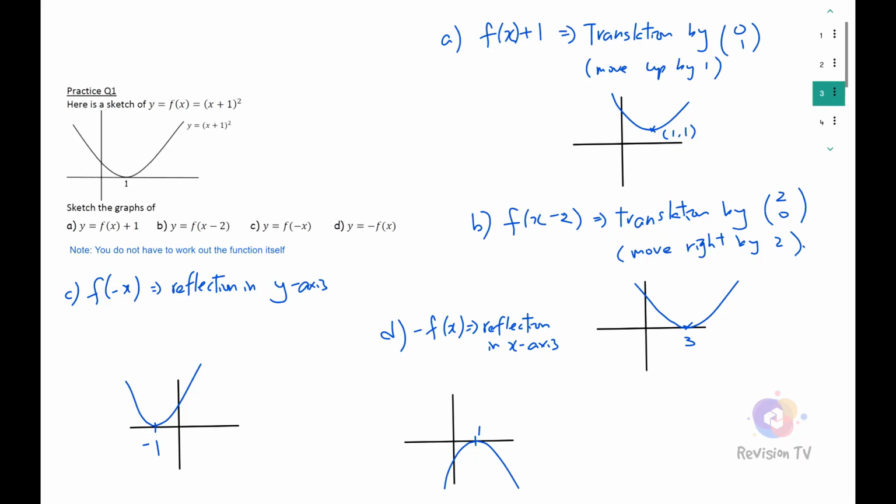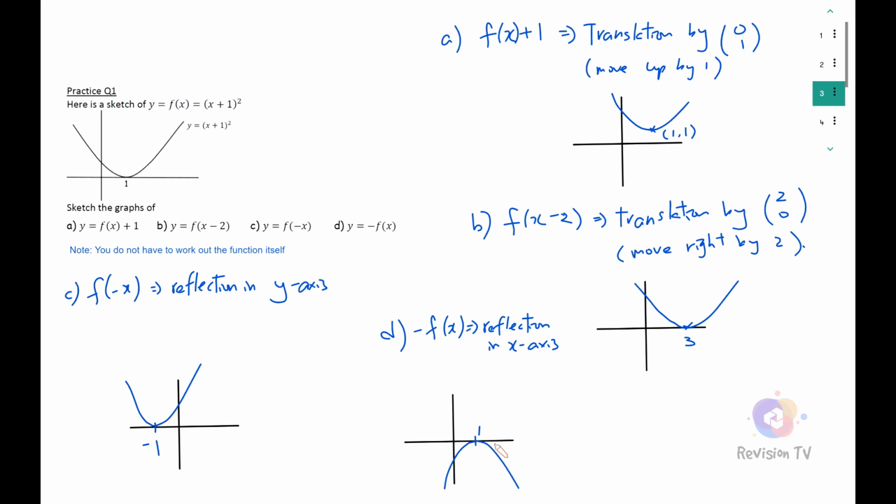Here are the answers. So I did write out the actual transformation for you. In the exam, when they ask you to sketch a graph, you don't really have to write down what transformation it is, but it's just for understanding what I've done. A, I've moved up the graph by 1. Part B, I've moved the graph right by 2. Part C, reflection in the y-axis. Part D, reflection in the x-axis.